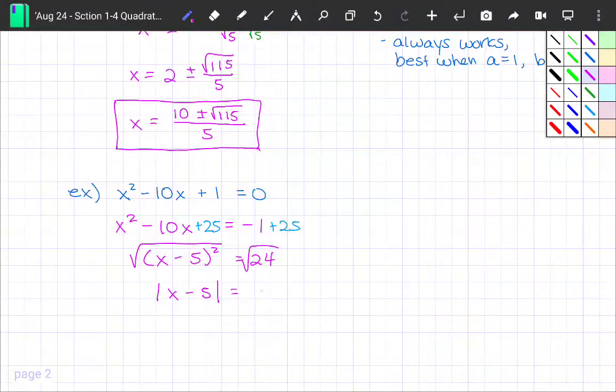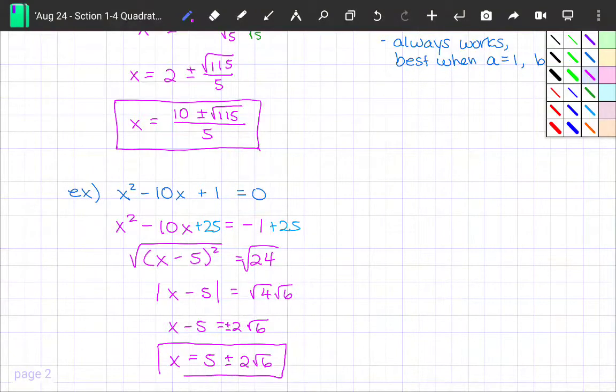Square root of 24 is root 4 times root 6. So that's going to be 2 root 6, but it's plus or minus because I take the square root off. And so add 5 to both sides, and there's my answer. Very easy and straightforward when a is 1 and b is even. So there's section 1.4, quadratic equations in a nutshell. Remember we got 1.5 also.